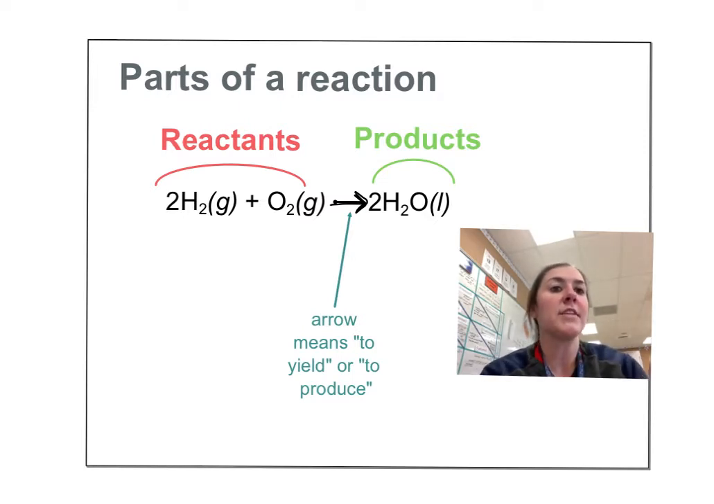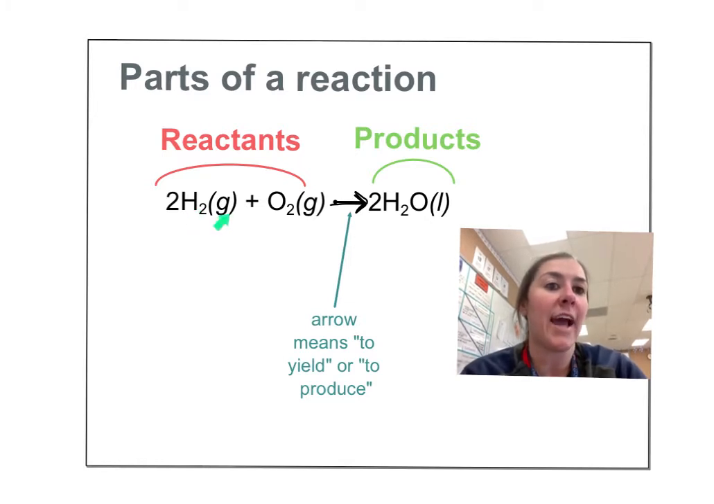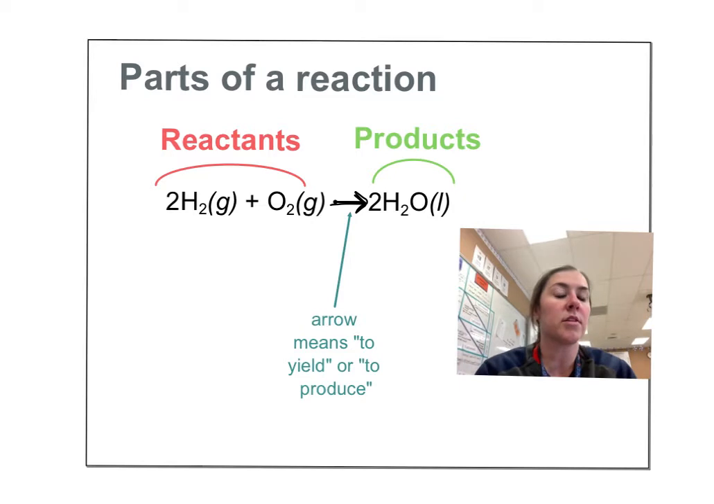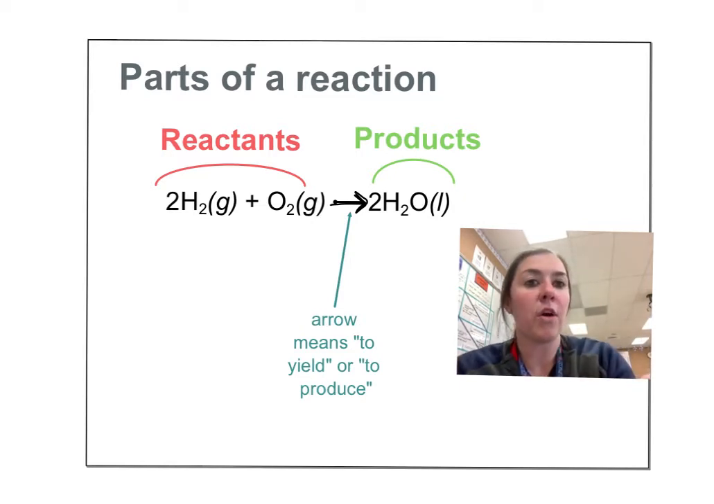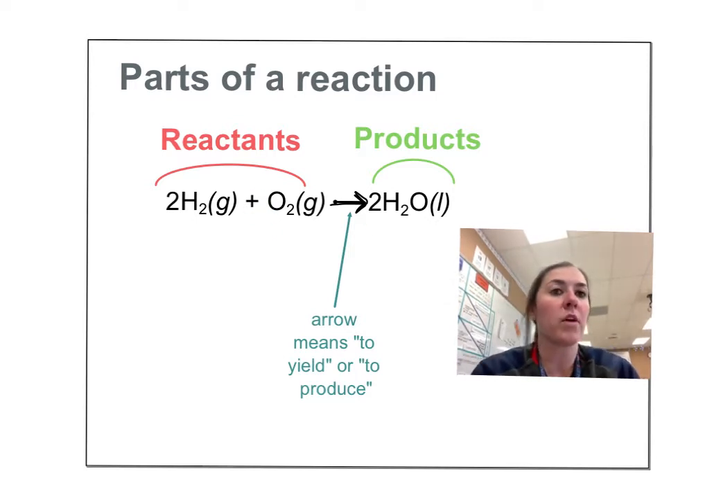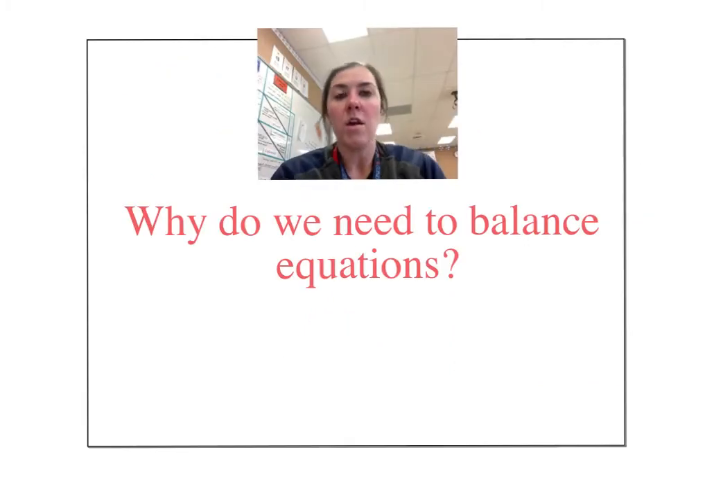Okay, a couple of things. I see that H2 is a gas, O2 is a gas, and H2O is a liquid. So that's what those little letters in parentheses are telling me. I also see that there are some coefficients: 2, there's an imaginary 1, and then a 2. We're going to learn more about those and how to put those big numbers in the next couple of slides. But those big numbers are called coefficients. We are going to be putting those coefficients into an equation so that it is balanced.